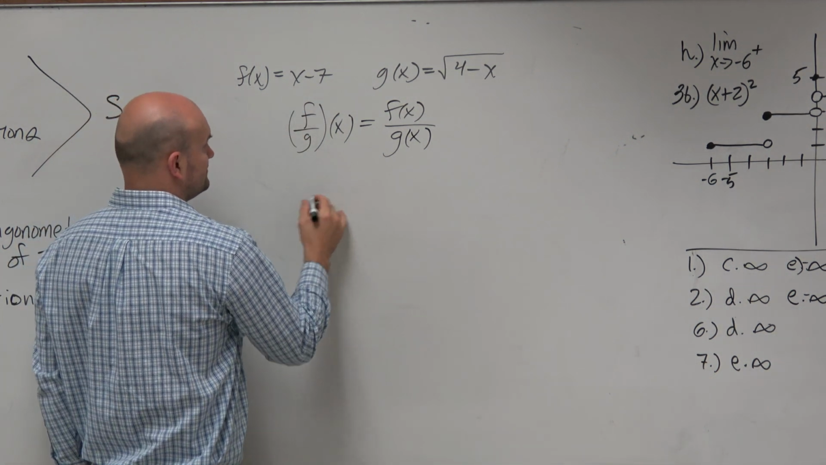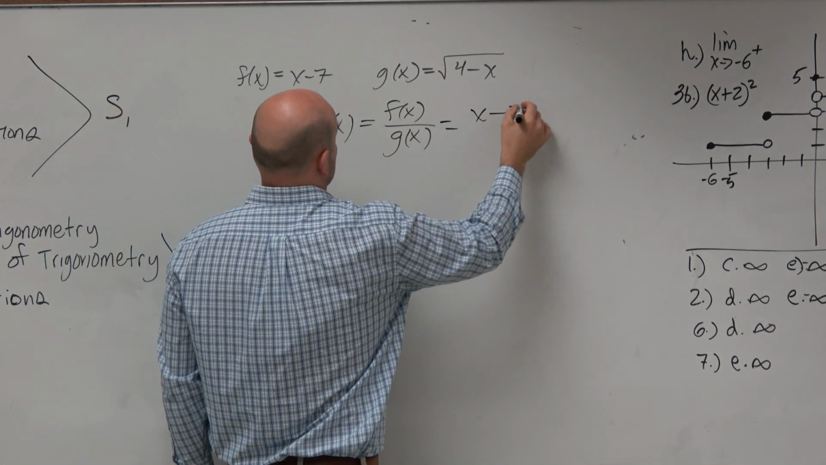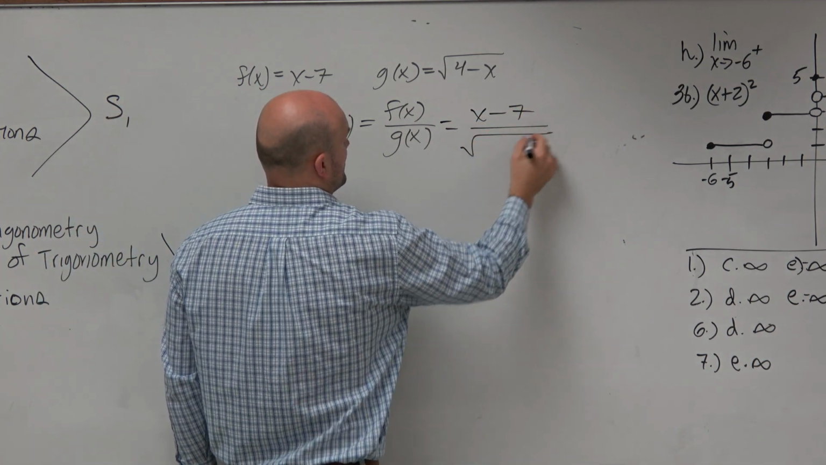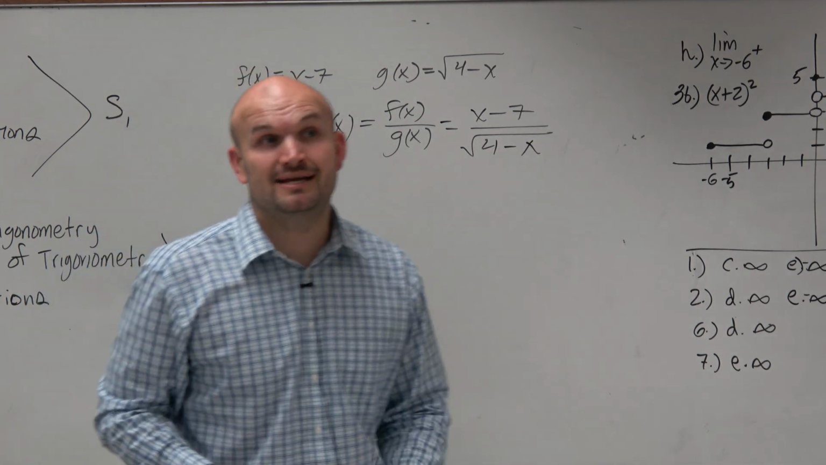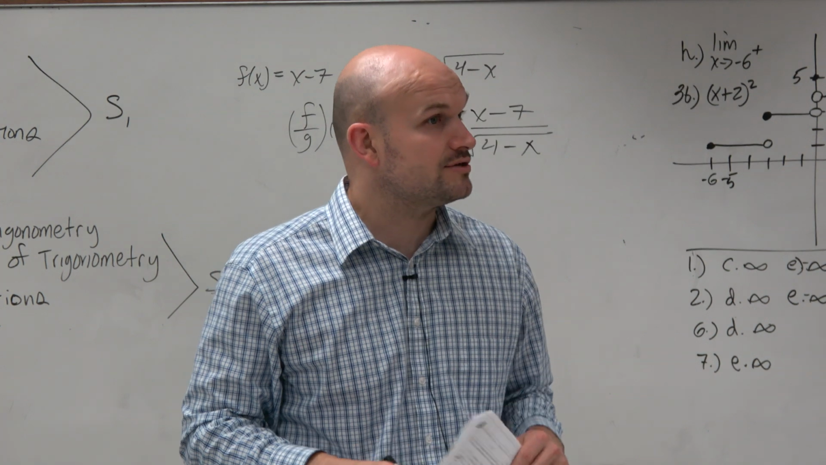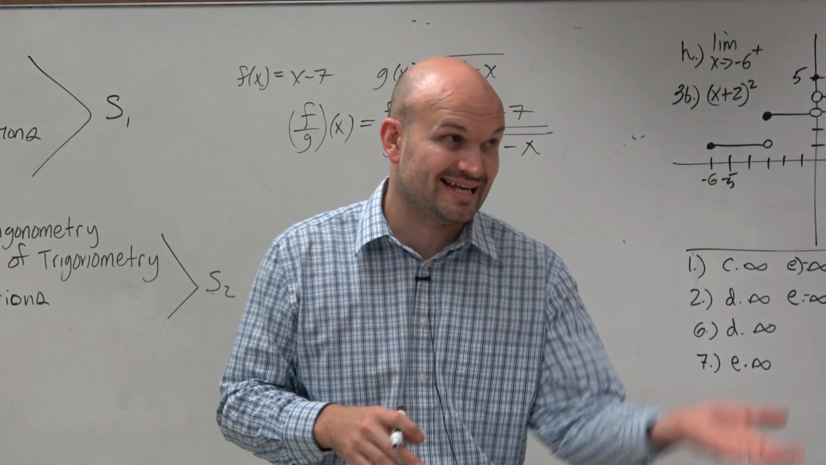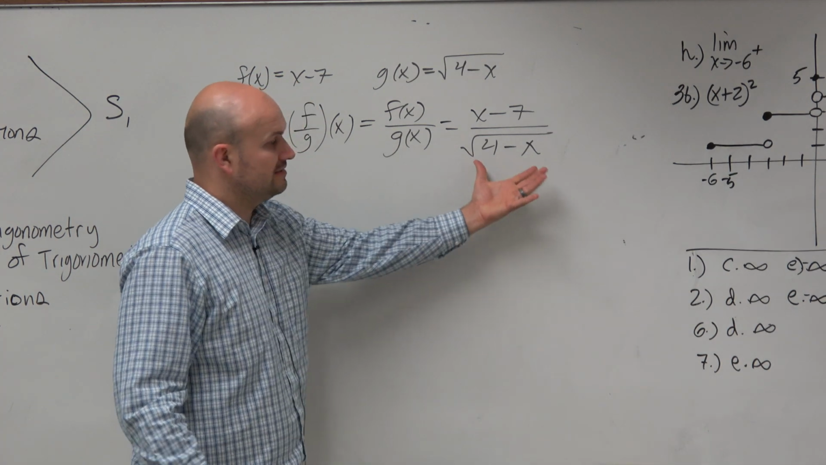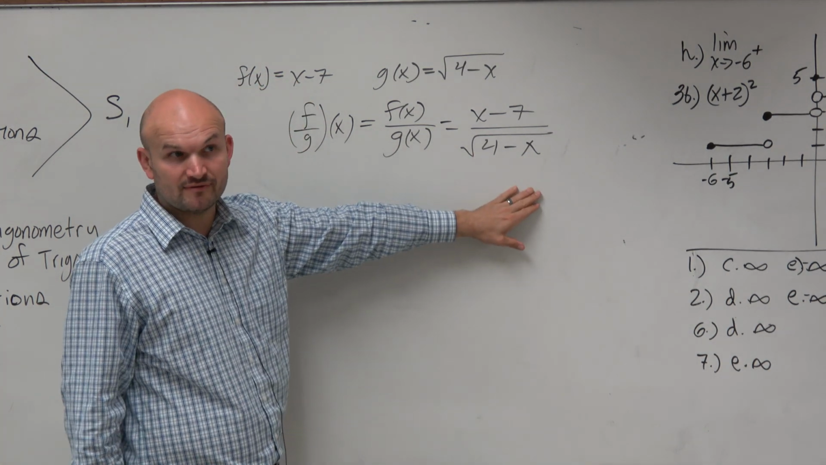So f of g of x is going to be x minus 7 divided by the square root of 4 minus x. All right? So now we need to remember domain and remember our restrictions on our domain. So in chapter 1, there were only 2 restrictions that we talked about. We talked about the restriction that you can't divide by 0, meaning the denominator cannot equal 0, and you cannot take the square root of a negative number.